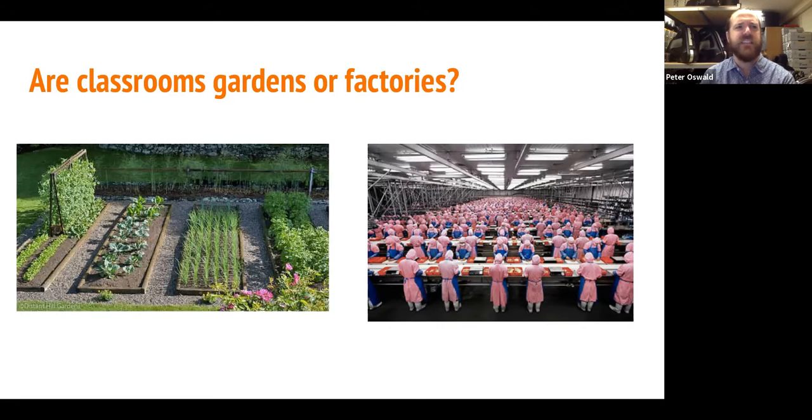Unfortunately, standardized testing does encourage that, but at least in the realm of classroom management and relationships with students, I think it's much more valuable to see a garden as an analogy.